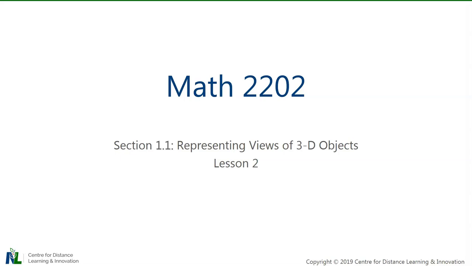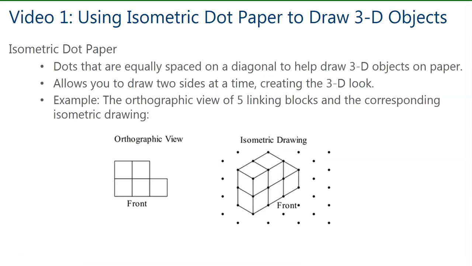Welcome to Lesson 2. Here we'll be using isometric dot paper to draw 3D objects. Now isometric dot paper has dots that are equally spaced on a diagonal, which allows you to draw two sides at a time, creating a 3D look. So let's look at the example below.